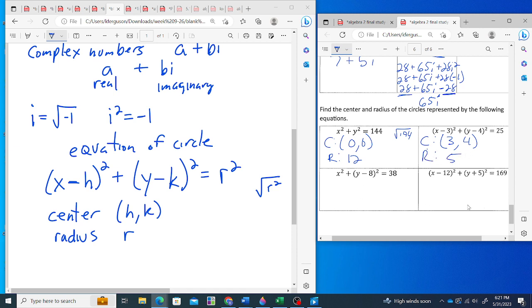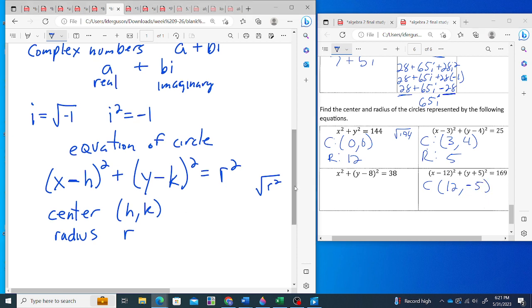Now this, you know what, let's do this one first. So right here, what's my center? Well, my center, x minus h, x minus 12, so that's 12. Y minus k, y plus 5. Remember, when I'm doing this, you can think of it as like I'm taking the opposite of the number that I see. So minus 12, that's positive 12. Plus 5, that means I'm dealing with a minus 5.